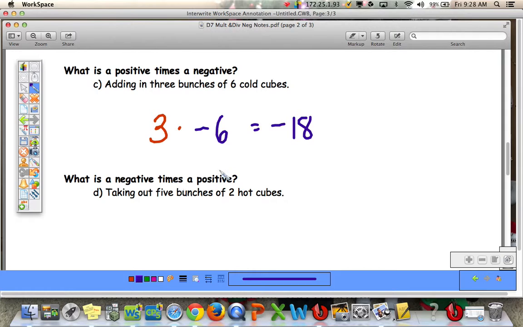What is a negative times a positive? Well, it's like taking out 5 bunches of 2 hot cubes. So taking out 5 bunches of hot cubes. If you're taking out hot cubes, again our temperature will go down because you're taking out hot cubes, and it'll go down by 10 degrees. So a negative times a positive is a negative, and a positive times a negative is a negative.